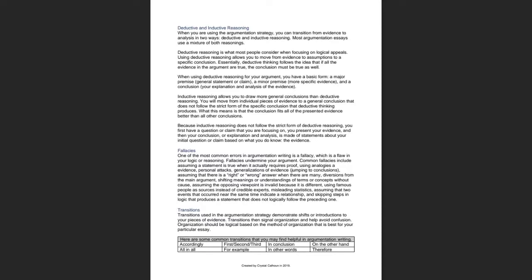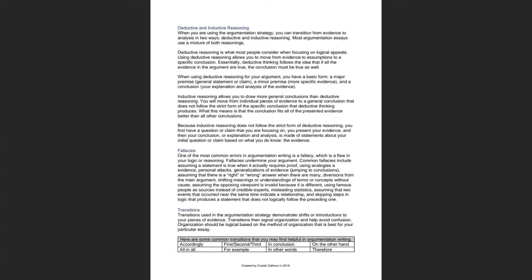Inductive reasoning allows you to draw more general conclusions than deductive reasoning. You will move from individual pieces of evidence to a general conclusion that does not follow the strict form of the specific conclusion that deductive thinking produces. What this means is that the conclusion fits all of the presented evidence better than all the other conclusions. Because inductive reasoning does not follow the strict form of deductive reasoning, you first have a question or claim that you're focusing on. You present your evidence and then your conclusion, or explanation and analysis. It is made of statements about your initial question or claim based on what you do know, the evidence. Okay, so you have two ways of moving to analysis.